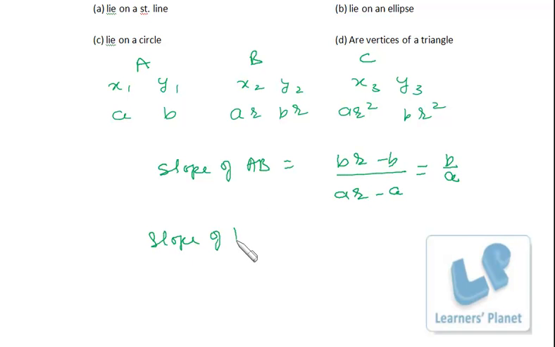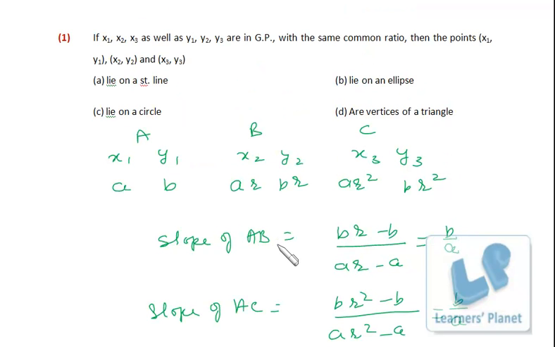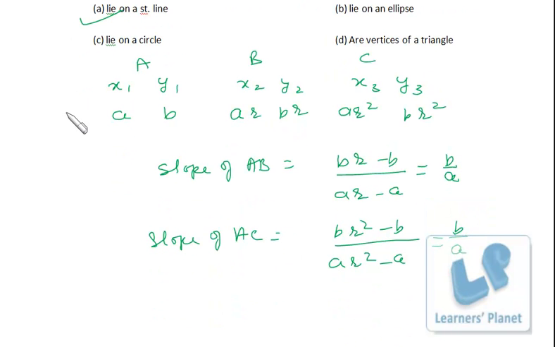Similarly, the slope of AC is equal to BR square minus B by AR square minus A. So B will be taken as common from the numerator, A from the denominator. So R square minus 1 will be cancelled. So once again we are getting B by A. So the slope of AB is equal to the slope of AC. That means the 3 points A, B, C are collinear, they lie on the same straight line. The 3 points are collinear since the slope is the same.